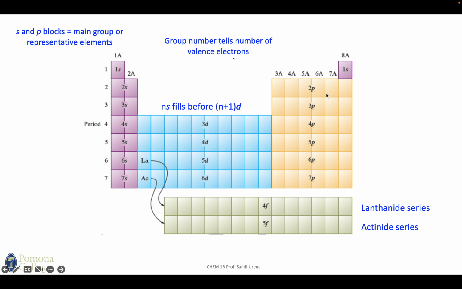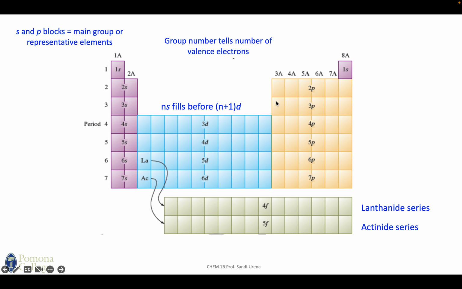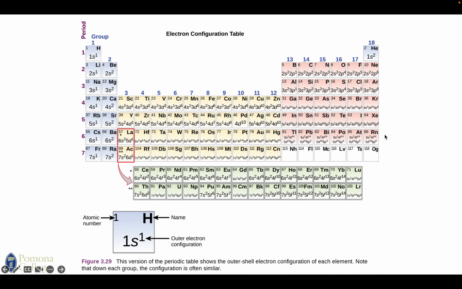And the same applies for groups 3 through 8. Group 3 has 3 valence electrons, group 4 has 4, and so on. 7 has 7, 8 has 8. 8 is the noble gases, so noble gases have 8 valence electrons. So we can tell easily from the periodic table the number of valence electrons.